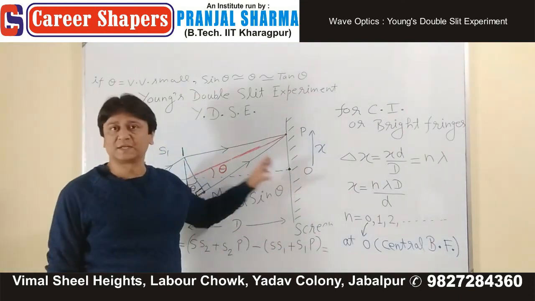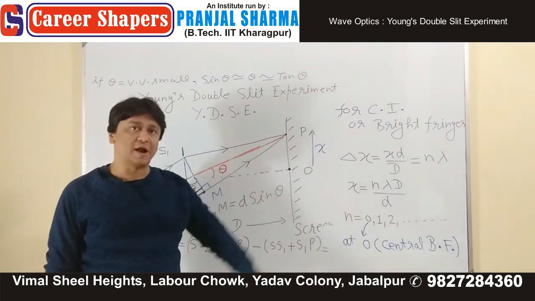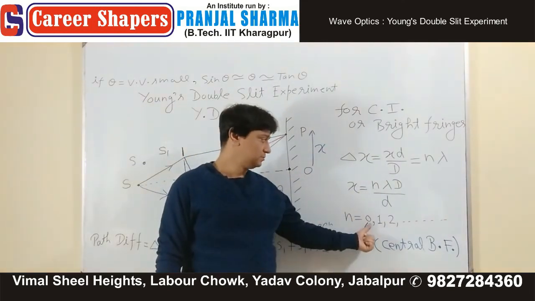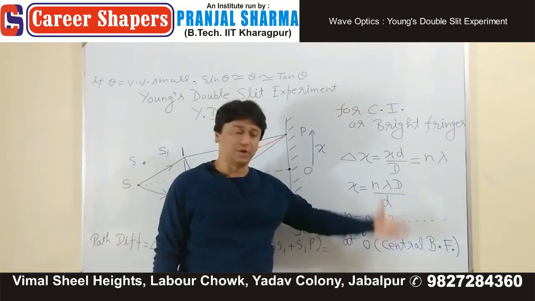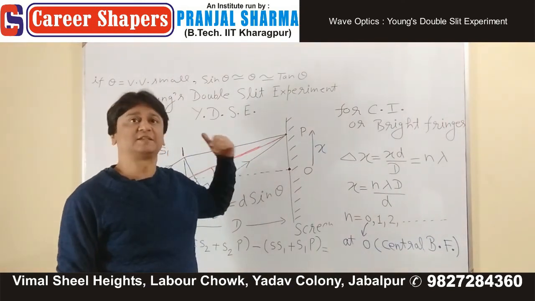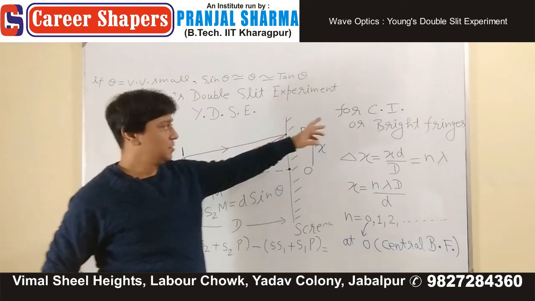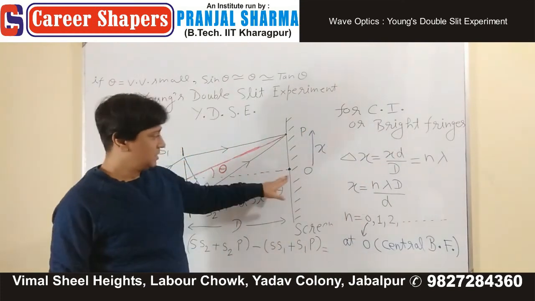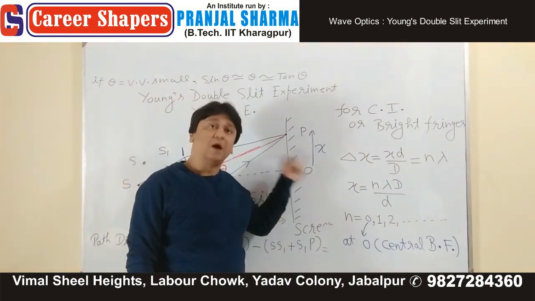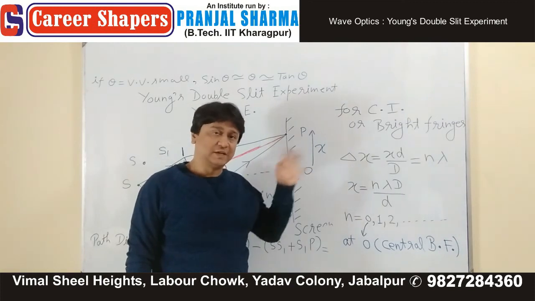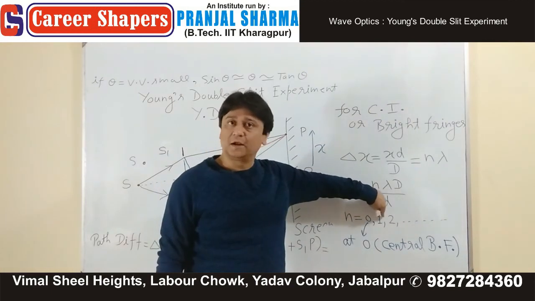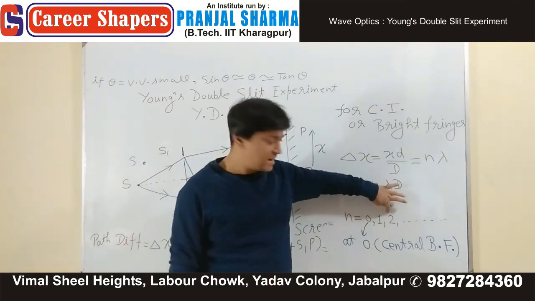So at O you get what? Central bright fringe. What is central bright fringe? The place where path difference is 0. If n is 0, this x becomes 0. At O you get central maxima. This is also called maxima. That central maxima will be followed by a minima, which is dark fringe. Why? We'll see that. After that you will get first bright fringe. Then you will get a minima, a dark, and then you will get a second bright fringe.